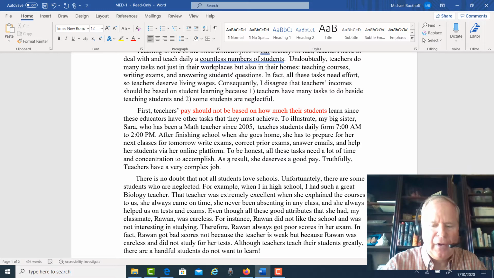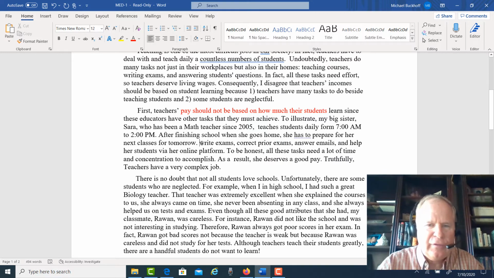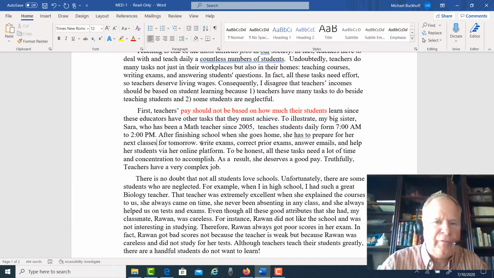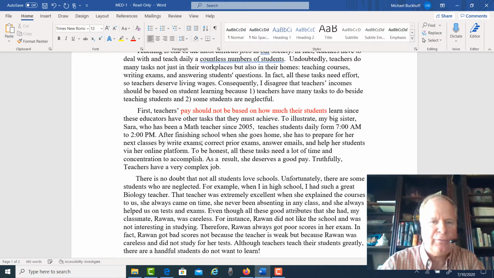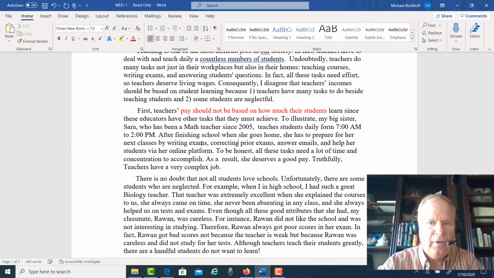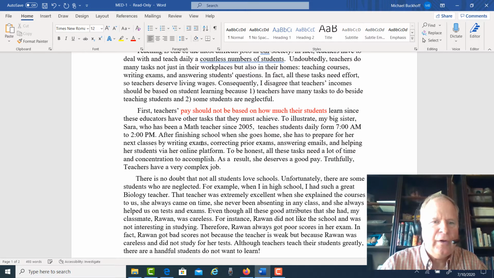So I think we're having some parallel structure problems here. So I think we need to end that sentence. We'll say after finishing school, when she goes home, she has to prepare for her classes. Has to prepare for her next classes. I'm going to put here by. I think this will work. By writing exams, correcting prior exams, answering emails, and helping her students via her online platform.